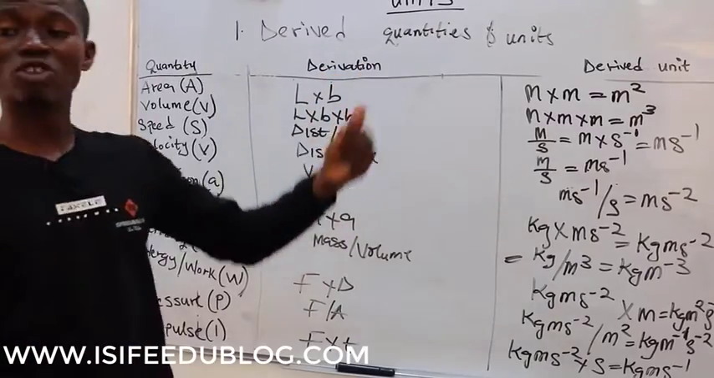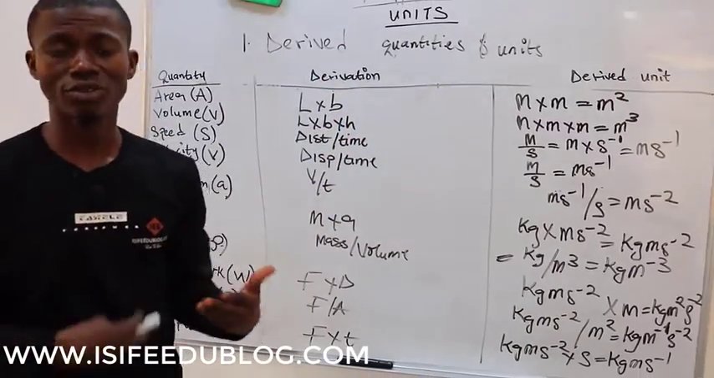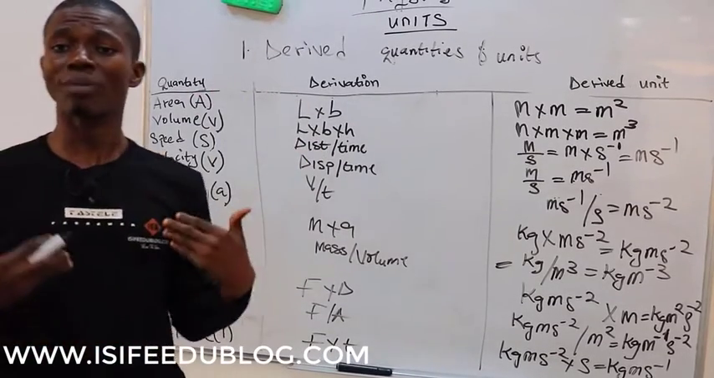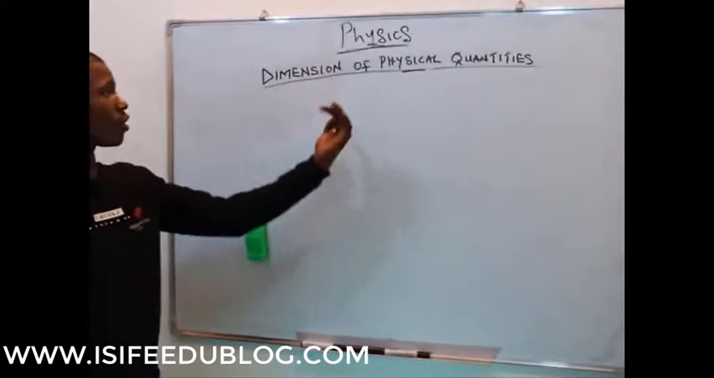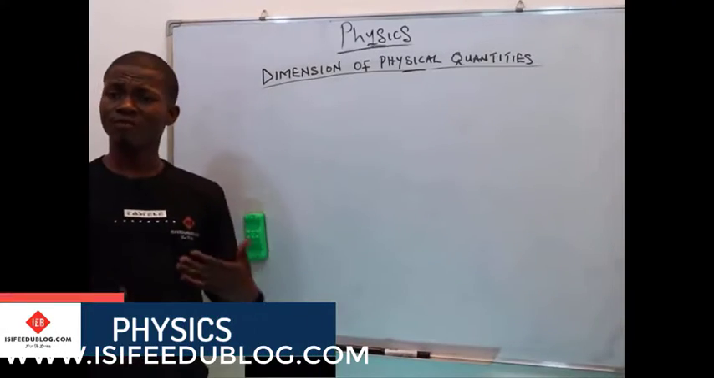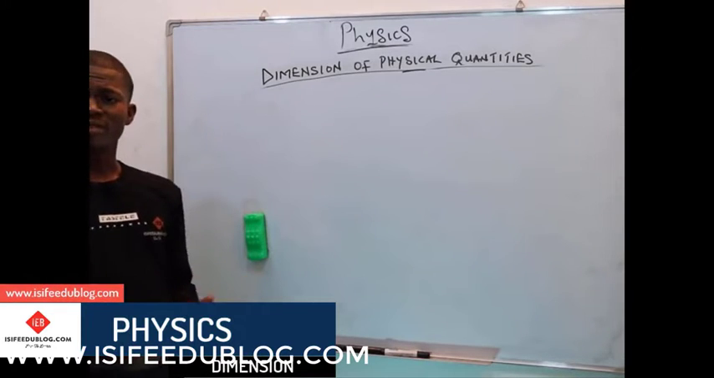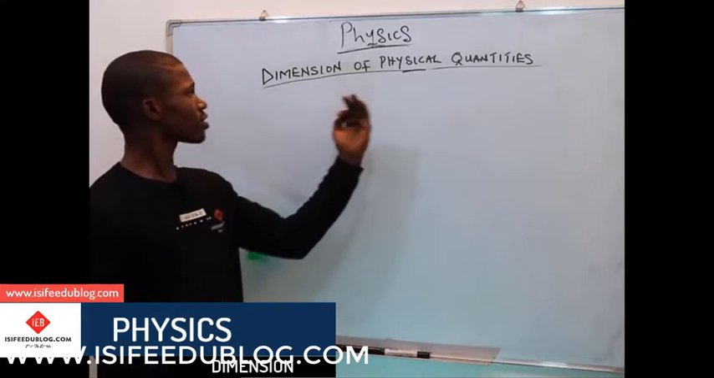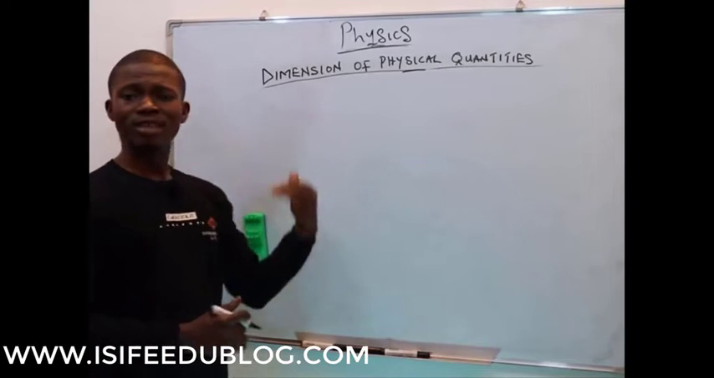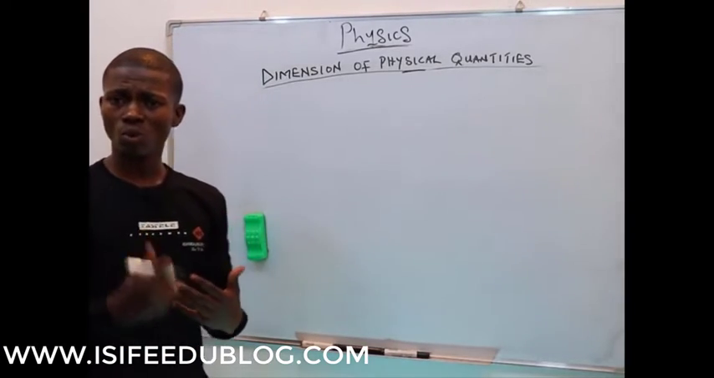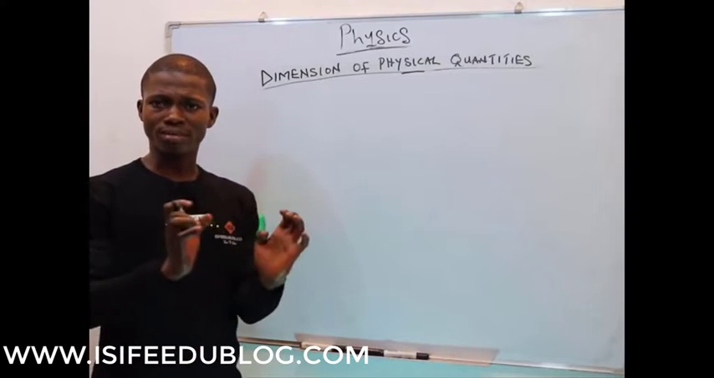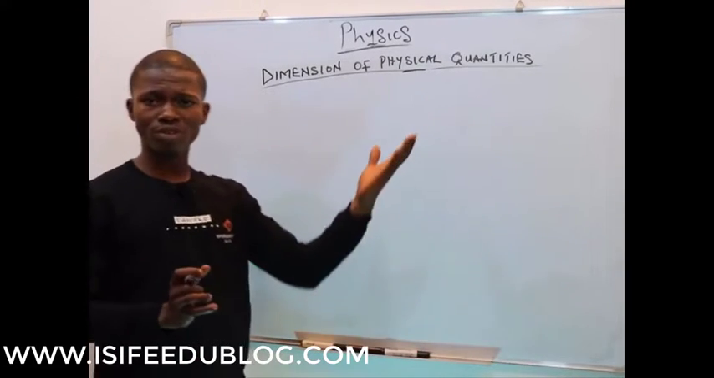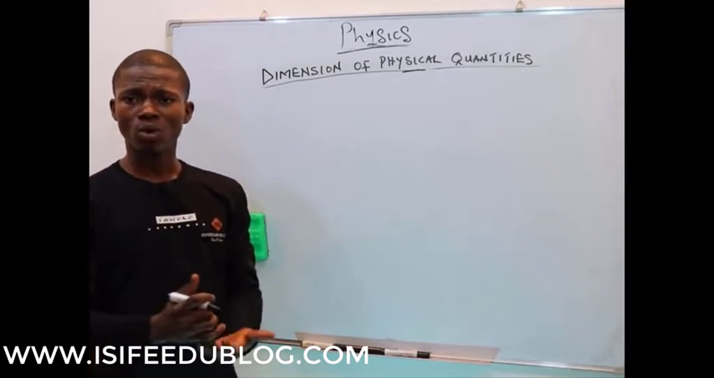Then we jump into dimension and learn how to determine the dimensions of any quantities that we are asked to determine. Dimension of physical quantities. When we talk about dimension of physical quantities, what does it mean? We are trying to relate how these physical quantities are related to their fundamental quantities. That's what dimension means.